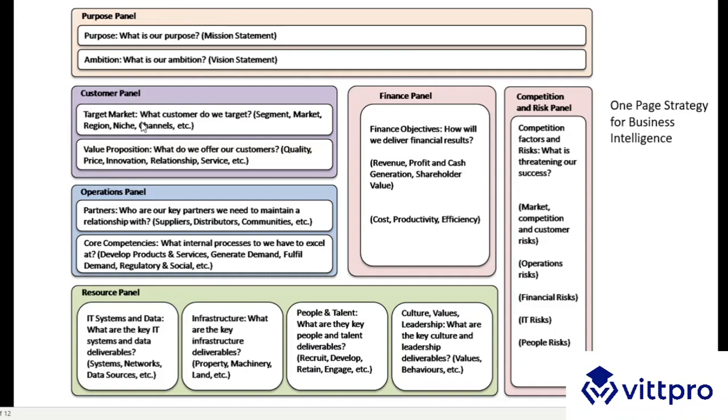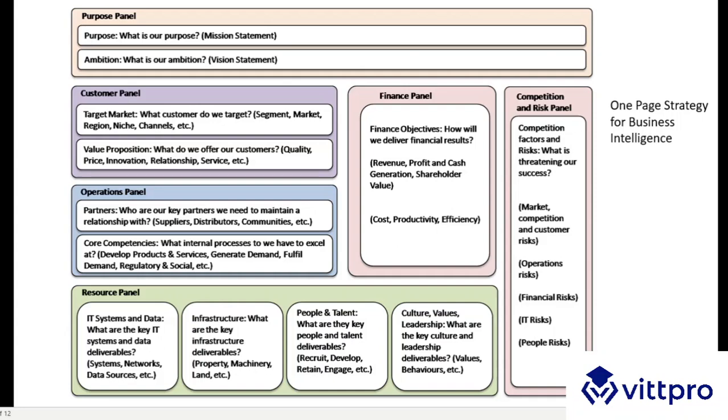And from that you will say, okay, who is my target? What kind of customer am I going to target? What is my value proposition? What is it I'm going to do? Serve on quality, serve on price, serve on innovation, serve on relationship. What am I going to do?